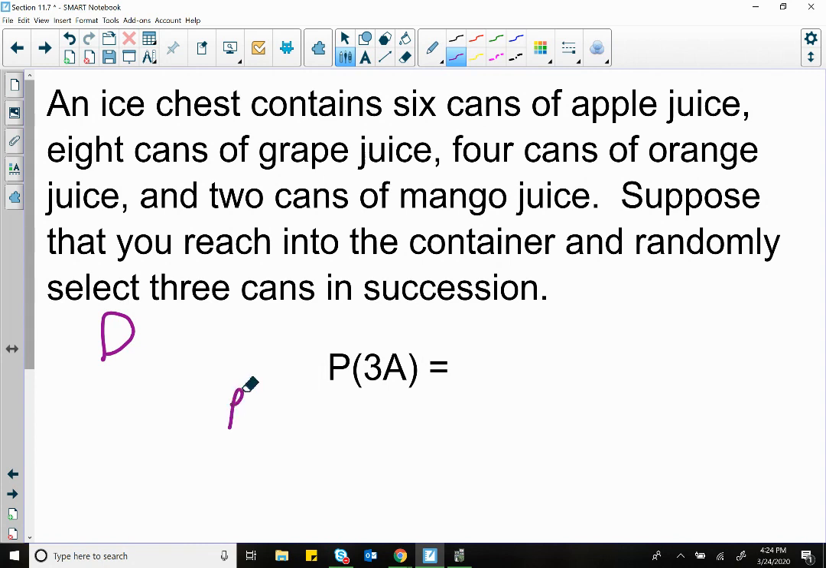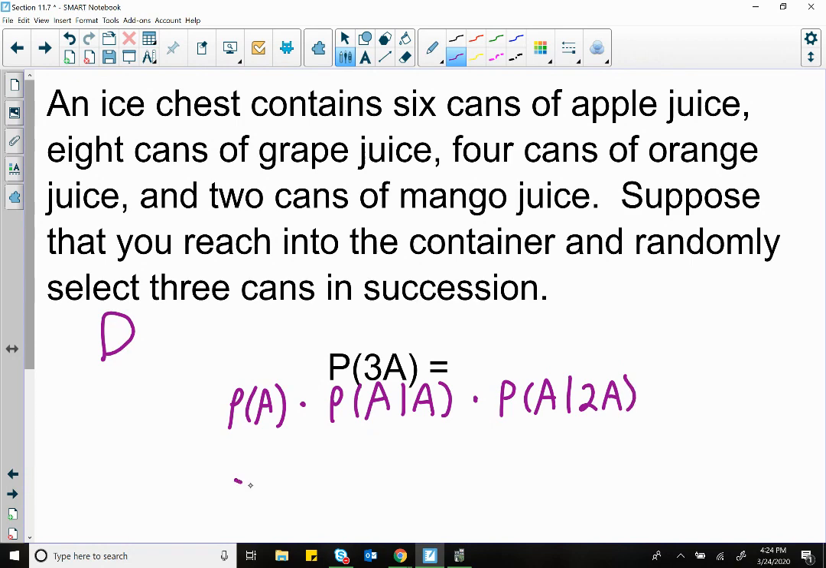Okay? So we want to find the probability of an apple and then multiply that by the probability of an apple, given that I've already taken 1 apple out, times the probability of another apple, given that I've taken the 2 apples out before it. Okay? So what's the probability of 1 apple? Well, there are 6. Out of how many cans are there? Add it all up. 6 plus 8 plus 4 plus 2 is 20.